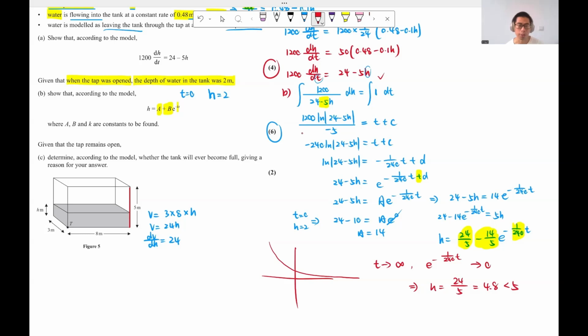So therefore, the tank will never become full, because the maximum height the water can reach is only 4.8. It's always smaller than 5.